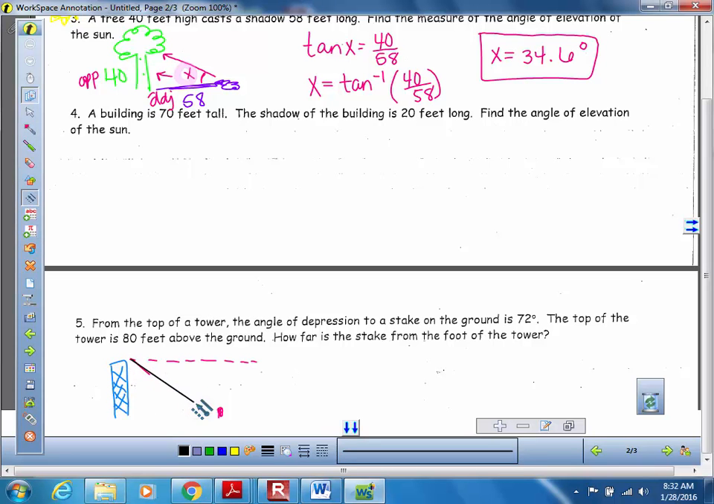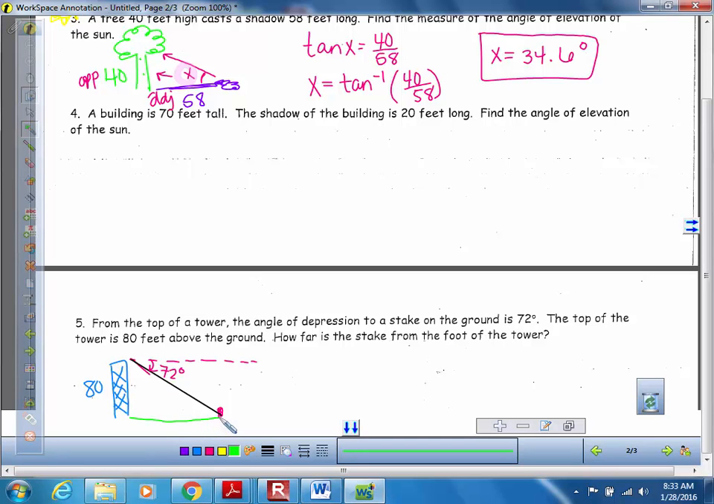So from the top of the tower down to the stake, this angle of depression, which is going down, is 72 degrees. It says the top of the tower is 80 feet above the ground, so that means this is 80 feet tall. And they want to know how far the stake is from the foot of the tower. So remember, from the foot means straight across. They want to know this length right here.